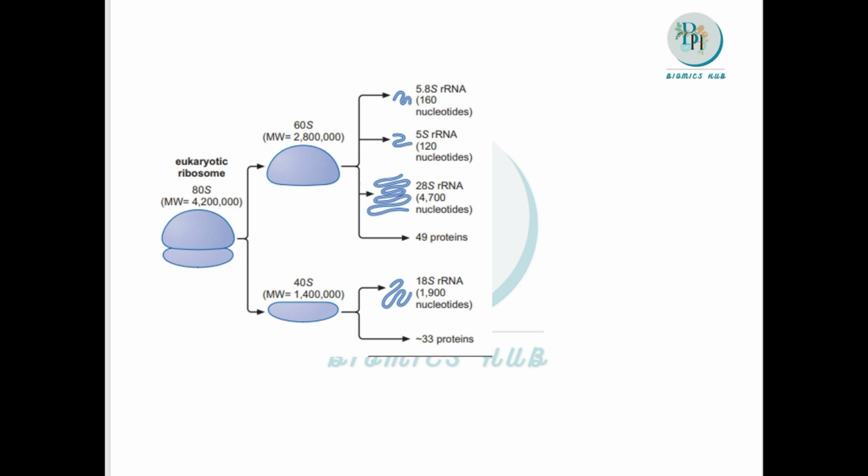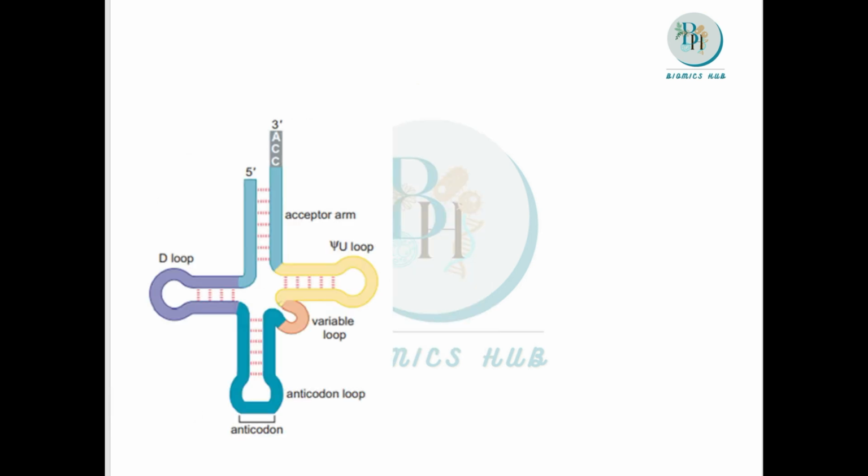Next is the tRNA. This tRNA has an acceptor site at the 3' end, which is coded by ACC. Here the amino acid will come and bind, and this amino acid is specific. A specific tRNA is present for a specific amino acid. It is decided by the anticodon part. This tRNA has an anticodon loop which is complementary to the mRNA.